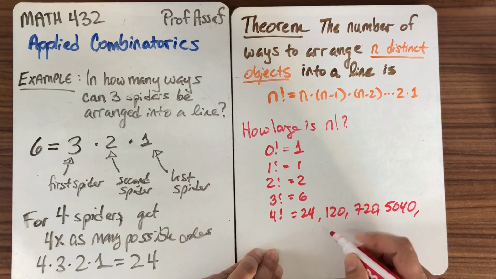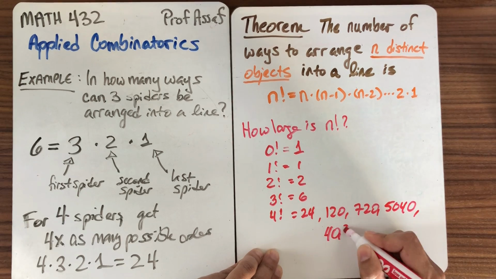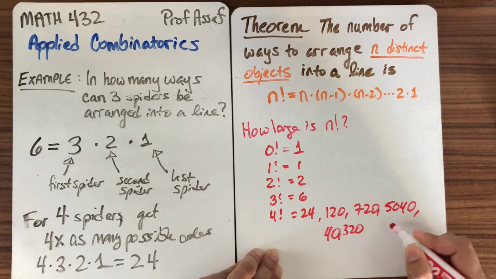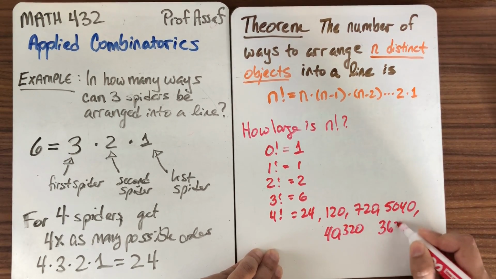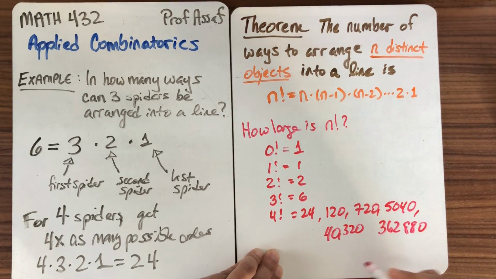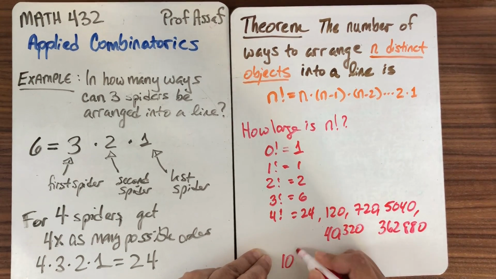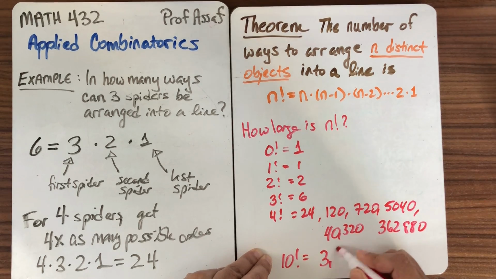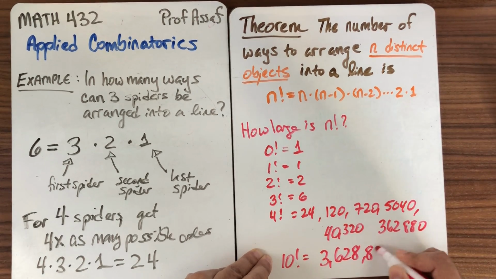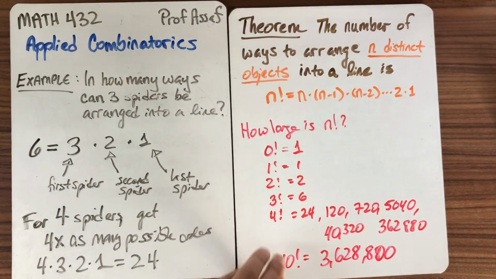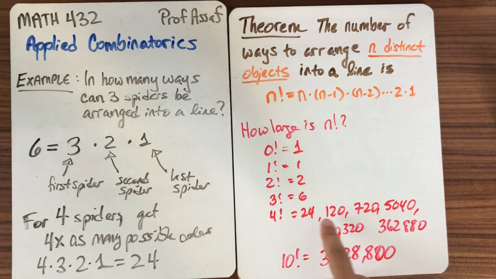5,040. 8 factorial is 40,320. 9 factorial is 362,880. And 10 factorial is 3,628,800. So if you were going to do a problem by hand, right, where would you stop? You'd probably stop at 4 factorial. You maybe would push it to 5 factorial, depending on how dedicated you were, but you certainly wouldn't go beyond that. But once you're at 10 factorial, you're already pretty big.